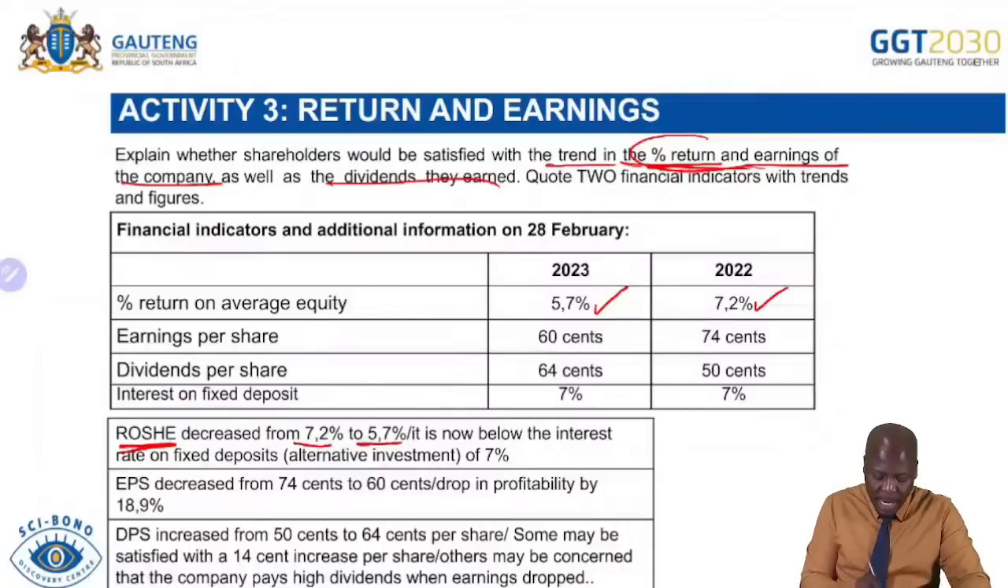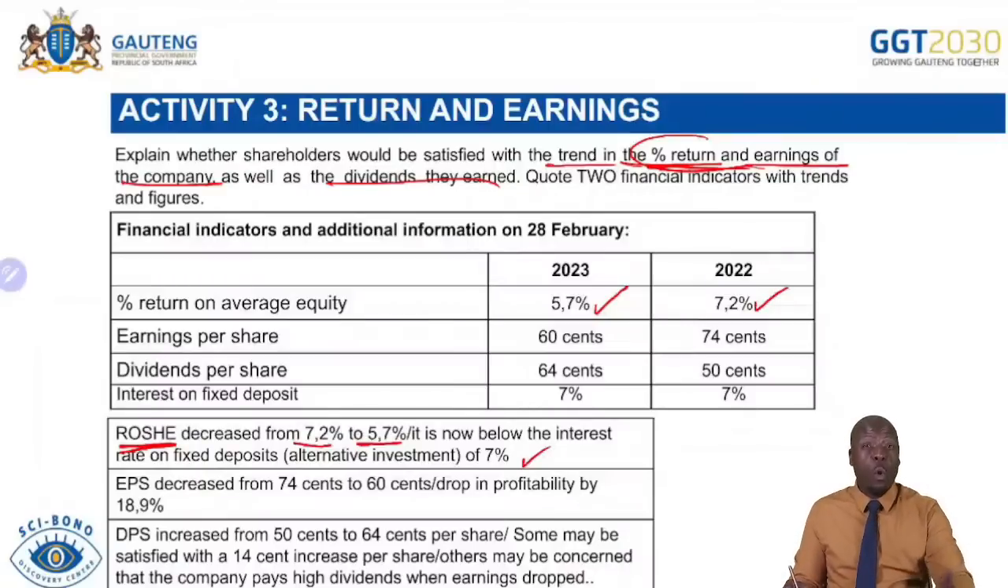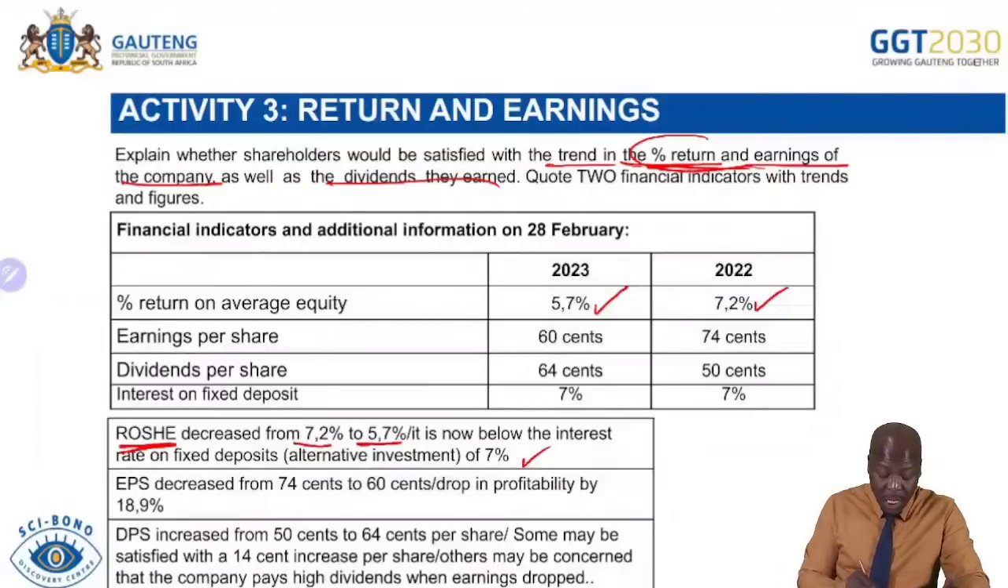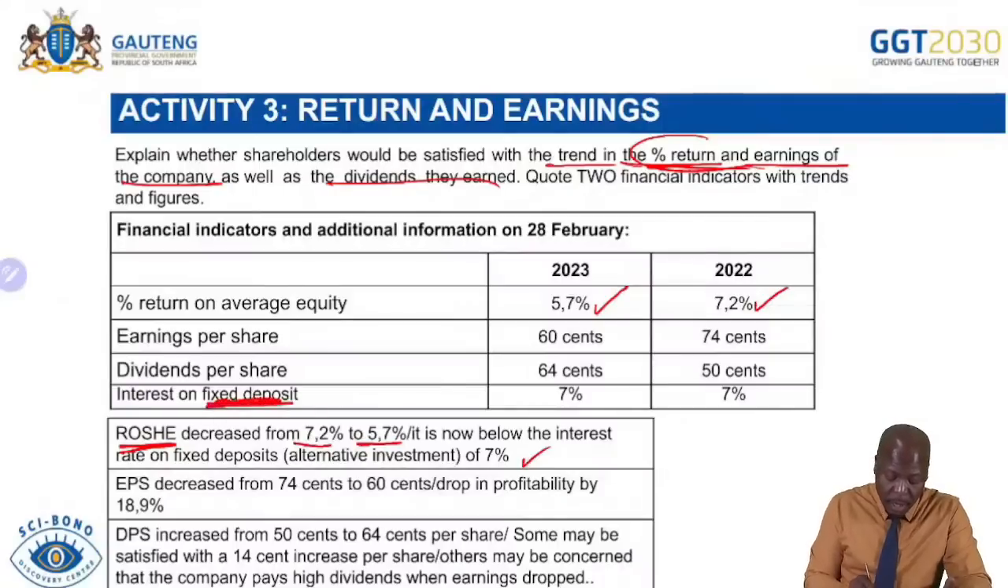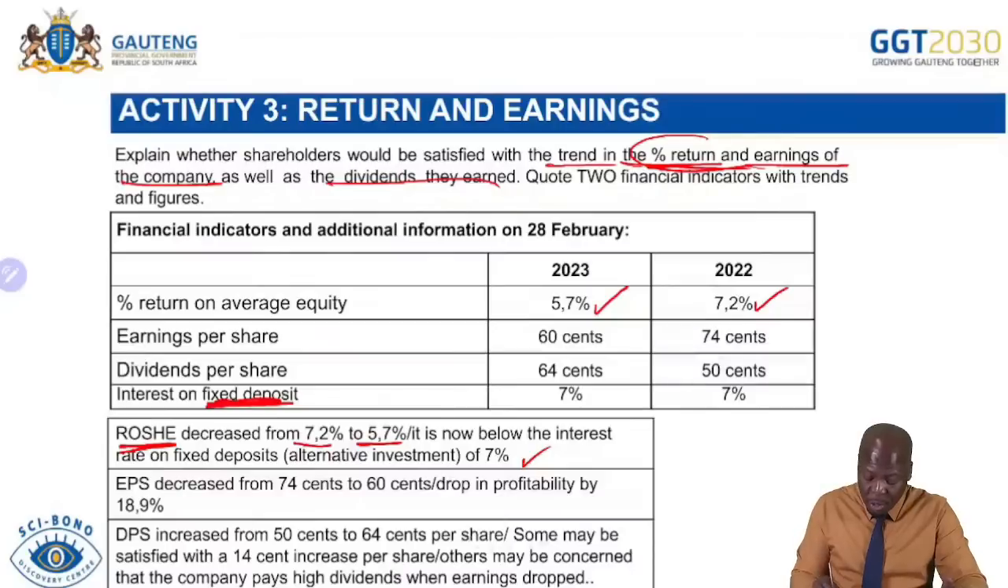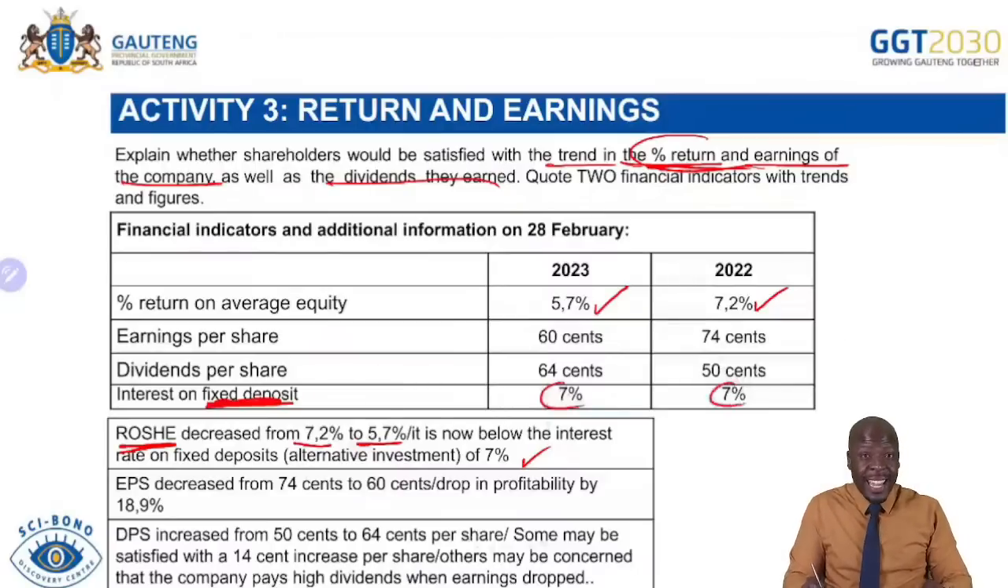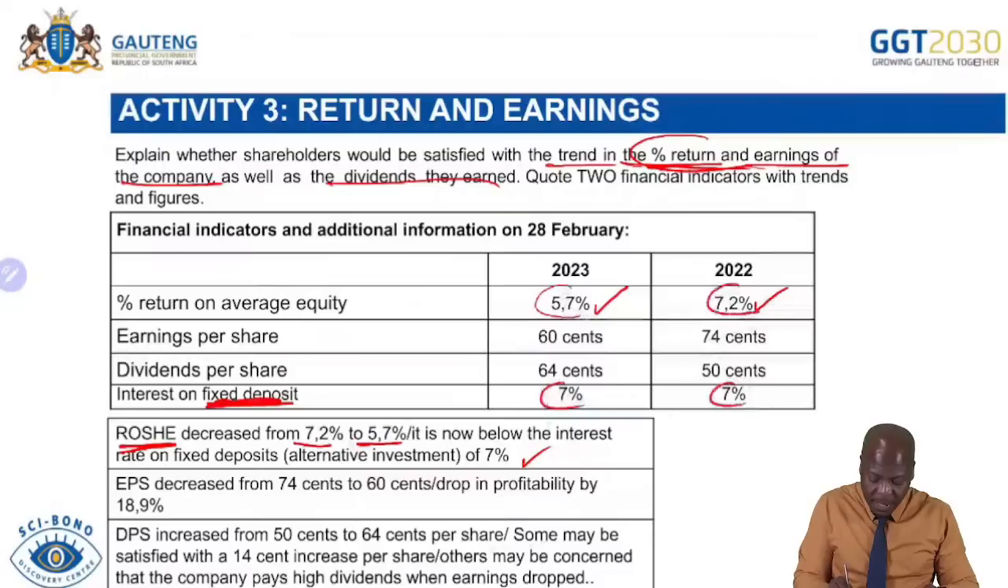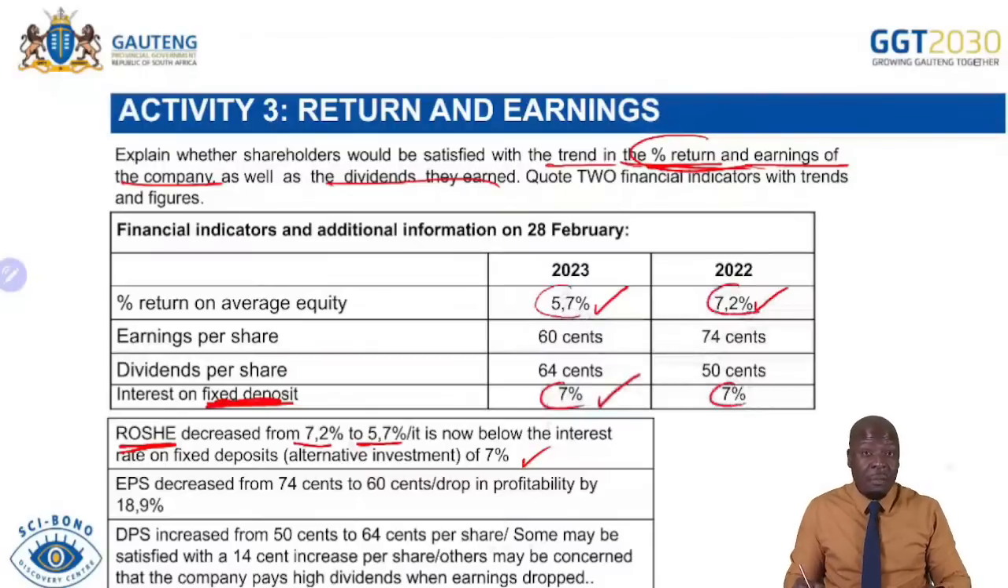It is now below the interest rate of fixed deposit, that is alternative investments. For a shareholder, if they are to invest in a company, the company that is being invested has to be better than the alternative investment. And in this particular question paper, the alternative investment that was given is the fixed deposit. So the interest on a fixed deposit is 7%, as you can see here. But for a shareholder who would have put his money in this company buying shares, in 2022, they were getting 7.2% return. In 2023, they're getting 5.7%, which is now below alternative investments.